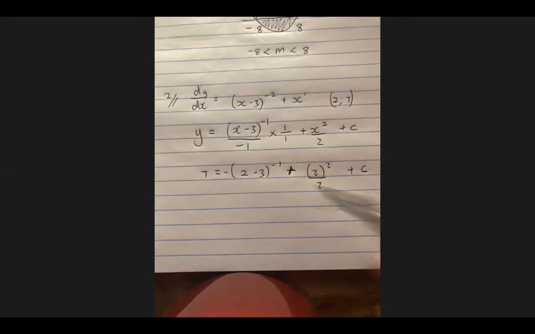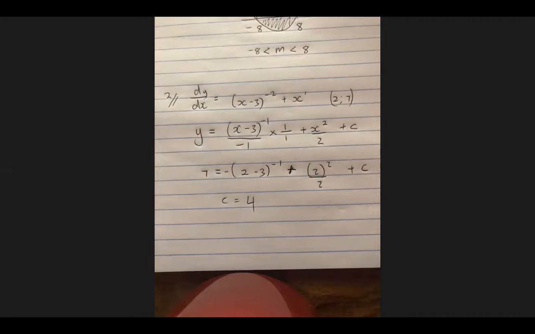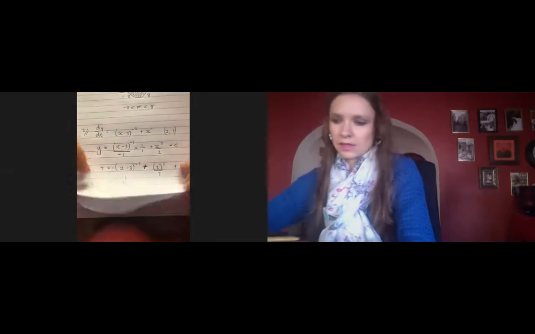Okay. Some of these things are very easy. You would have typed calculator. So c is equal to 4. Nice and easy. I hope that made sense. Let's move on.